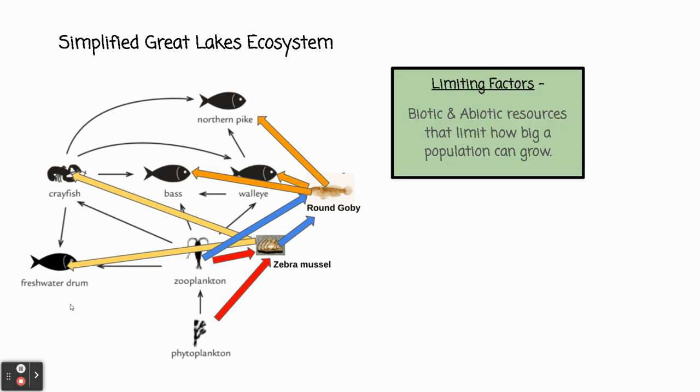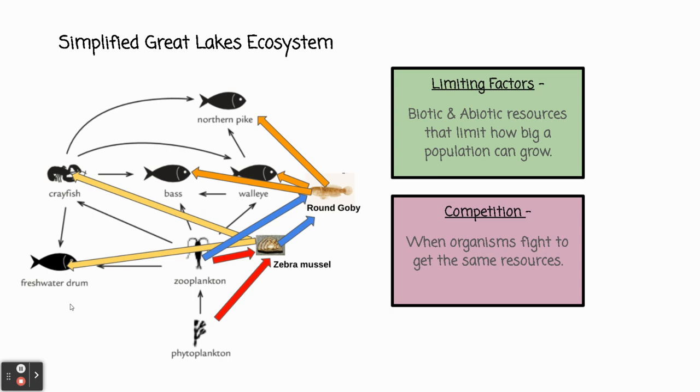And remember that a limiting factor is any biotic or abiotic resource that limits how big a population can grow. So the amount of zooplankton available to all the secondary consumers would be a limiting factor. It would be a biotic limiting factor. The amount of space that they have in the lake, that would be an abiotic factor.